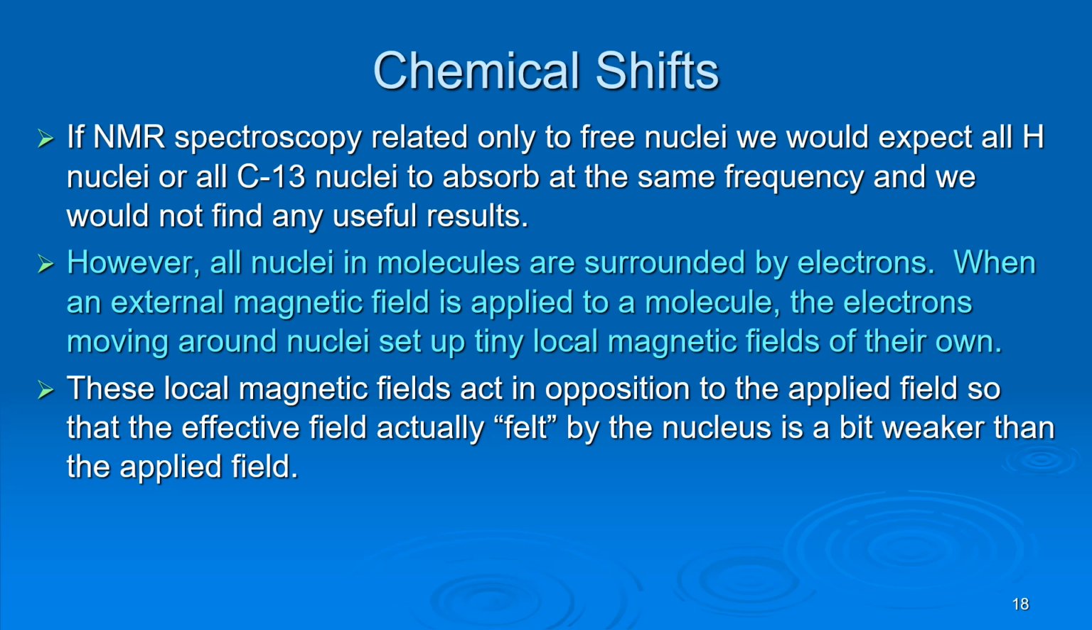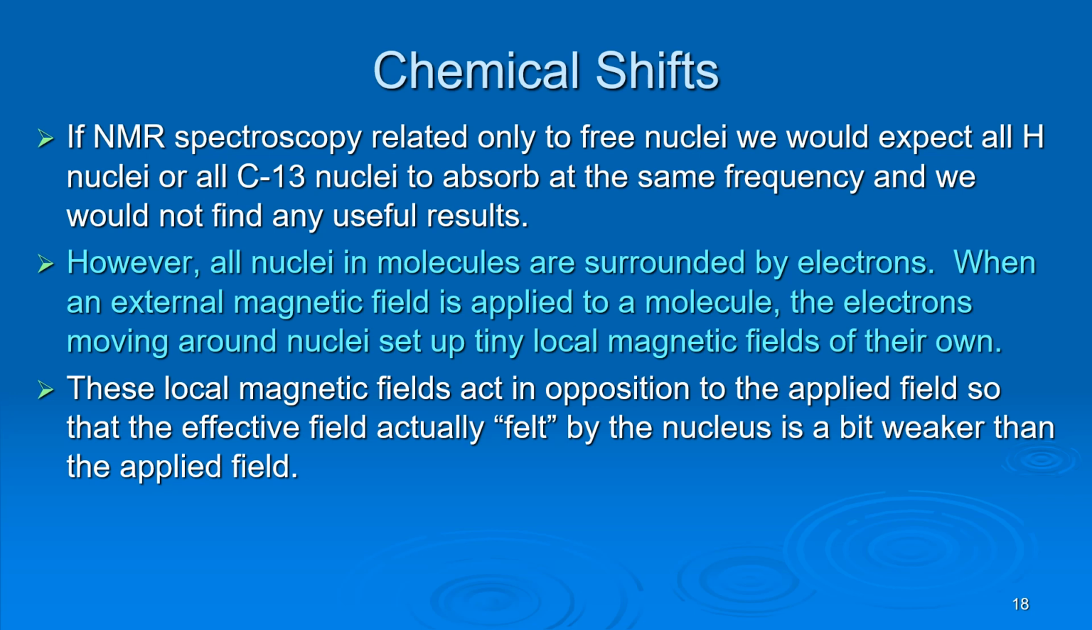Okay, so if all the nuclei that we were studying in NMR were all independent and by themselves, they would all give exactly the same frequency, and so we wouldn't find any useful results. But it turns out that these nuclei are surrounded by other electrons or other elements that have electrons.